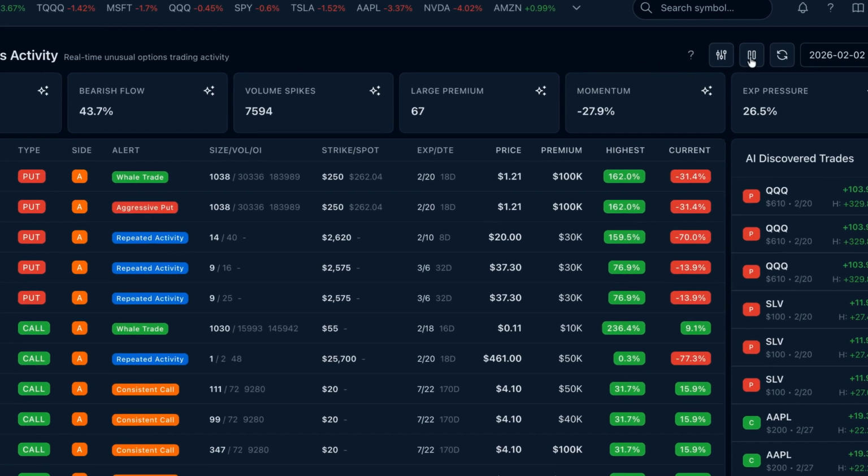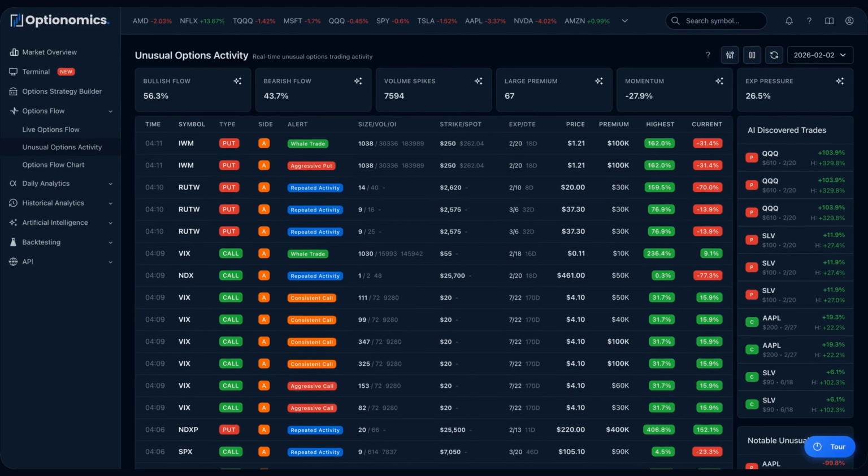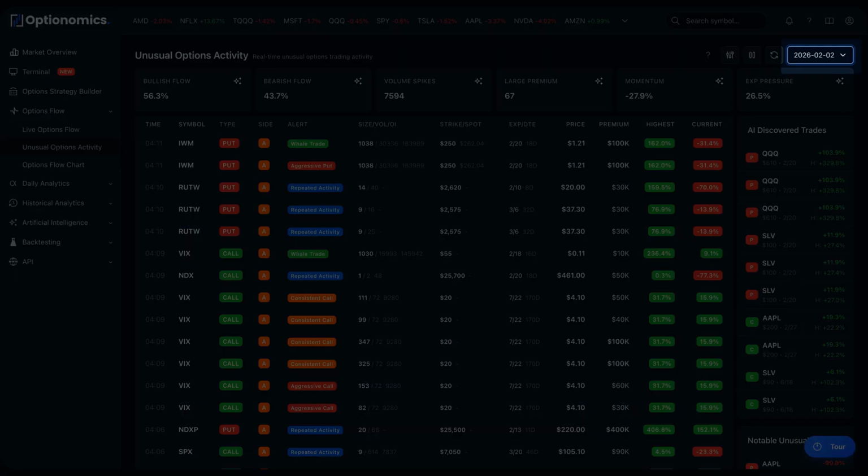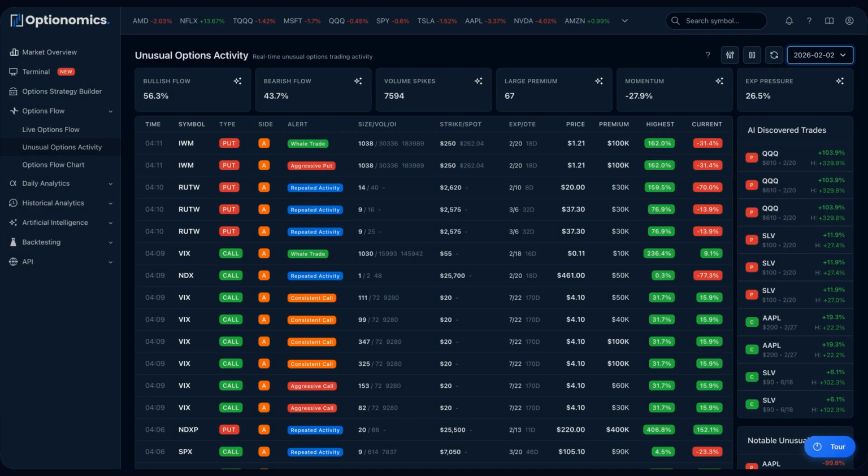Next to the filter button, you have the Pause and Play button. When you pause it, any new alerts will stop coming in. This way, you can take your time to analyze what's on your screen. The Date selector lets you go back and review historical data for any past trading day. That's unusual options activity on Optionomics.